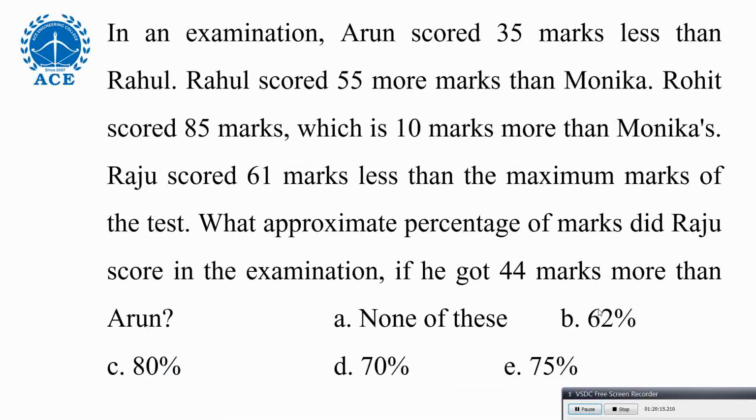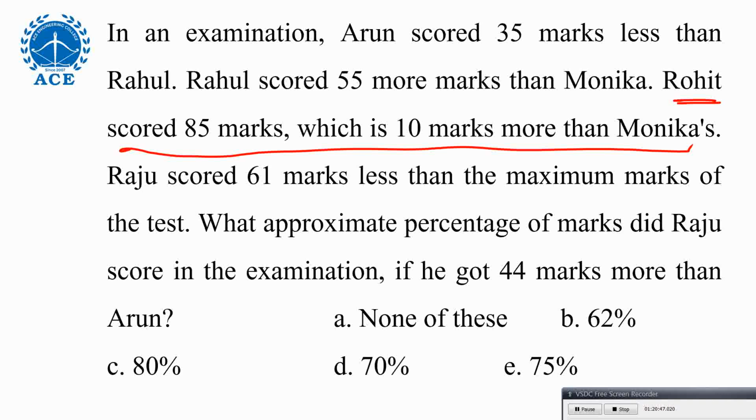See this next one. In an examination, Arun scored 35 marks less than Rahul. Rahul scored 55 more than Monica. Rohit scored 85 marks, which is 10 marks more than Monica. So Rohit is 85, which is 10 more than Monica. So Monica is how much? 75. From that Rahul will be obtained. Rahul is 55 more than Monica.